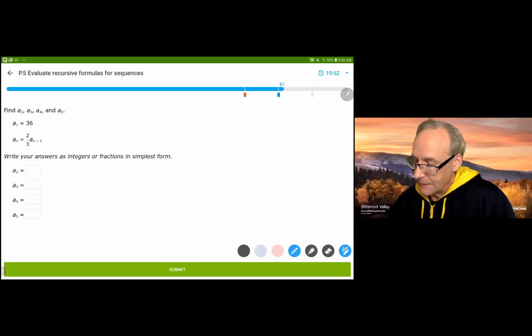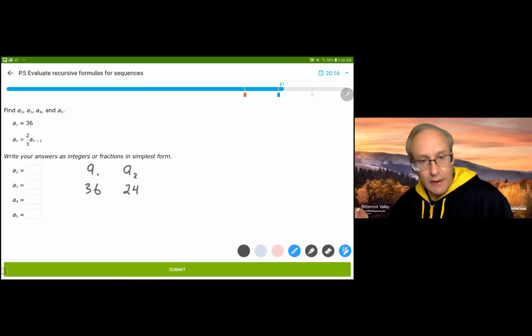So I have A1 and A2. This is what this says. A2 is 2/3 of the last one, which was A1. So 2/3 of 36. Do you know how much that is? Well, think about it like this. Split it up into 3 equal pieces. That's 12 and 12 and 12. And 2/3 of that is 24.